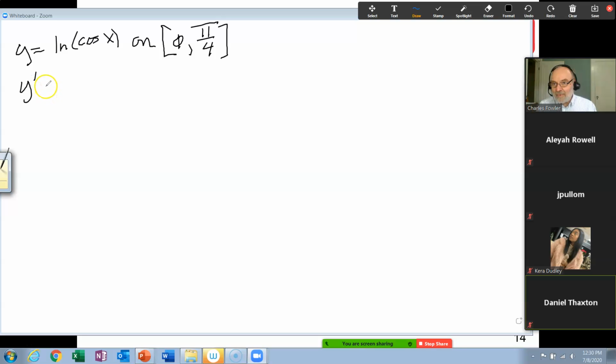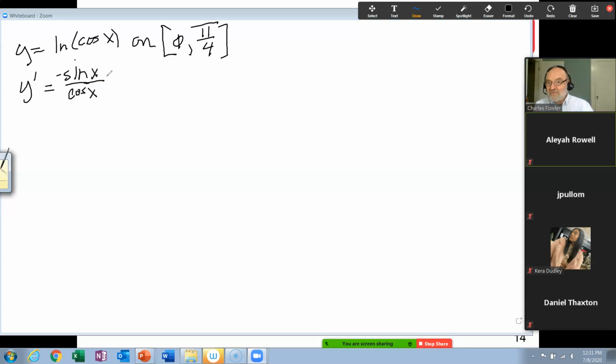Okay? So, what's our first step? Take a derivative. Y prime is equal to, and what would that be? Here the calculus part is a little interesting. Anybody? What's the derivative of a natural log? 1 over the argument. So 1 over cosine x, times the derivative of cosine x. The derivative of cosine x is minus sine x. Okay, so that's your derivative.